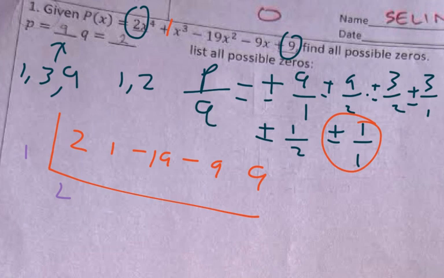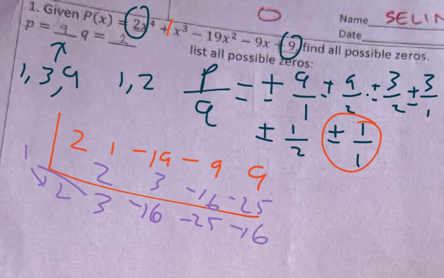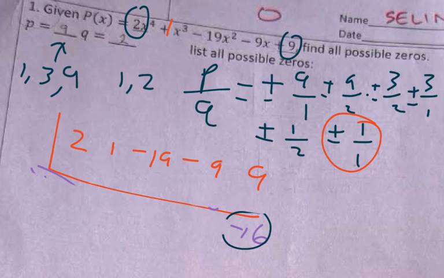We bring down the 2, right? 1 times 2 is 2. 1 and 2 is 3. We times with the 1. 3 minus 19 is negative 16 times the 1. I get negative 25 times the 1. See how I get a negative 16, right? Okay, so obviously that didn't work because we ended up getting a negative 16 here. Okay, so let's now try negative 1 and see what happens.